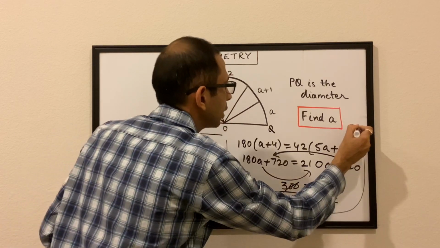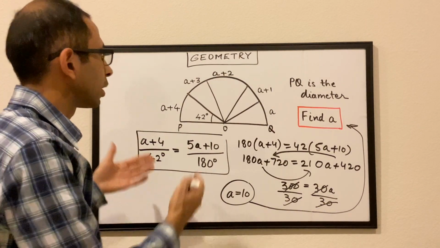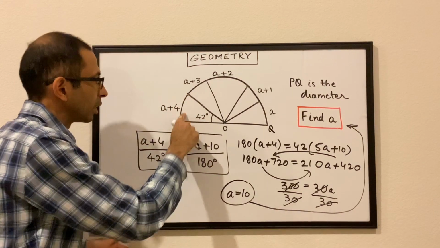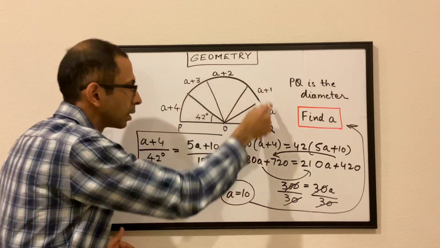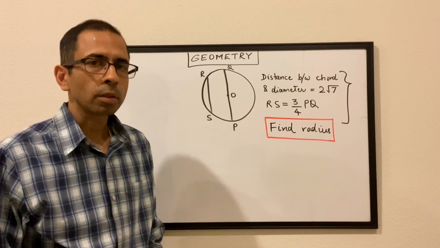So the value of a is 10. Again, just to quickly reiterate, all we are saying is that the ratio of the arc length to the central angle made by that arc, right? So if this is the arc, this arc length to this angle will be the same as this arc length to the overall angle. Okay, let's take one last question here.